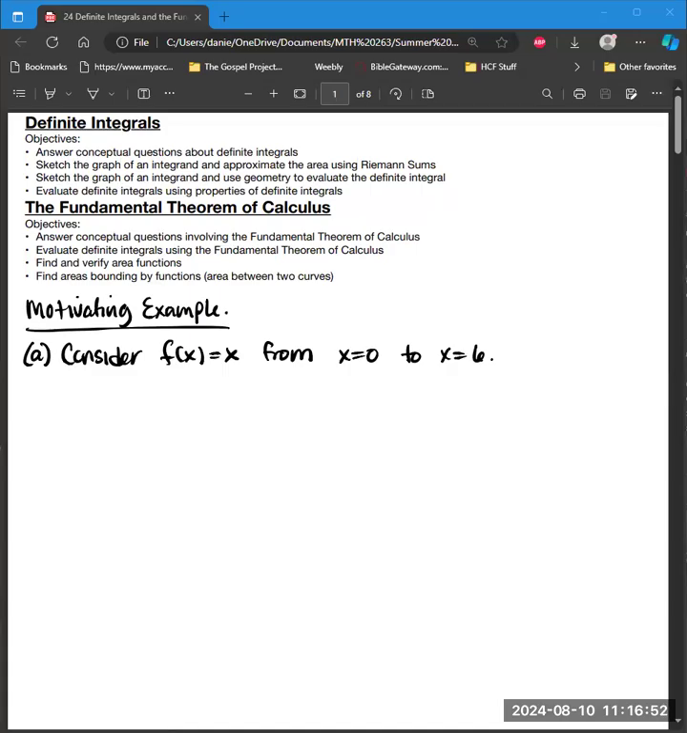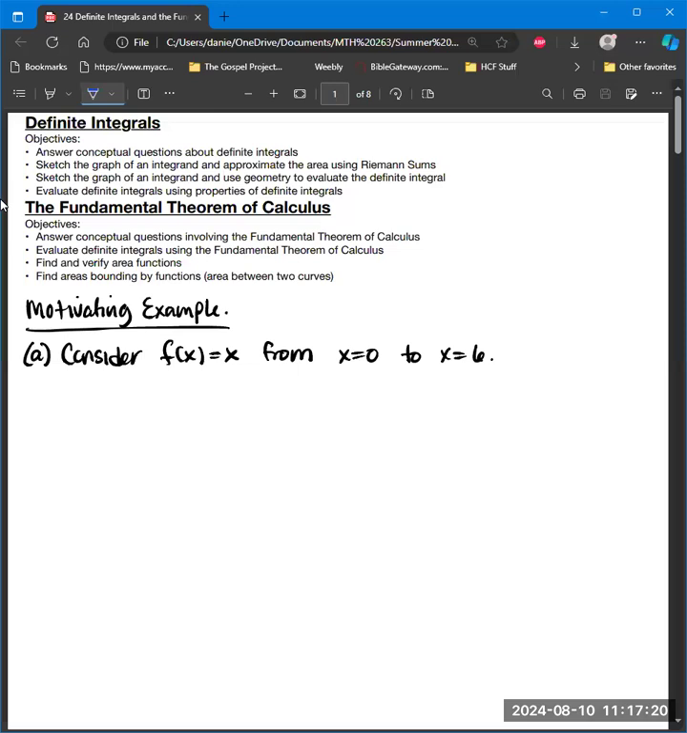In this video, we're going to talk about definite integrals and the fundamental theorem of calculus. So two big objectives. Under definite integrals, we're going to answer conceptual questions about definite integrals. We're going to sketch the graph of an integrand and approximate the area using Riemann sums. I did a little bit of that last time. We're going to sketch the graph of an integrand and use geometry to evaluate the definite integral. I did a little bit of that last time as well.